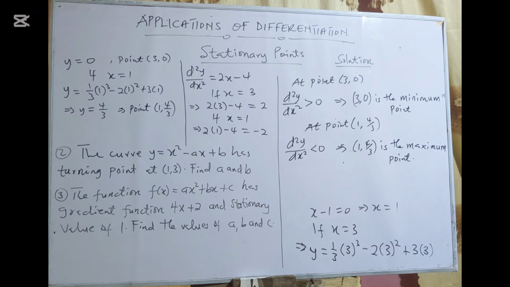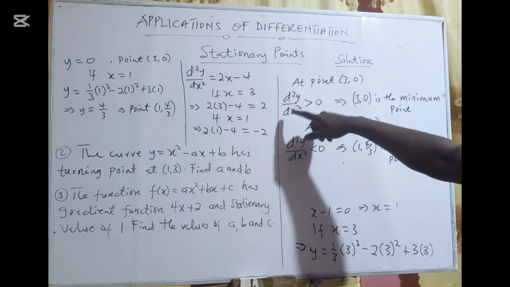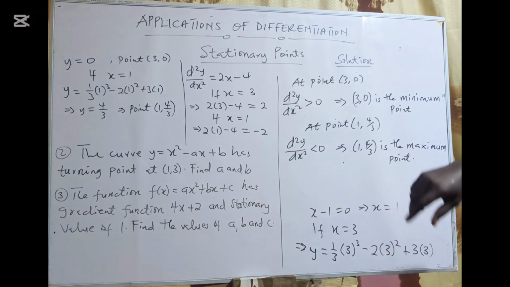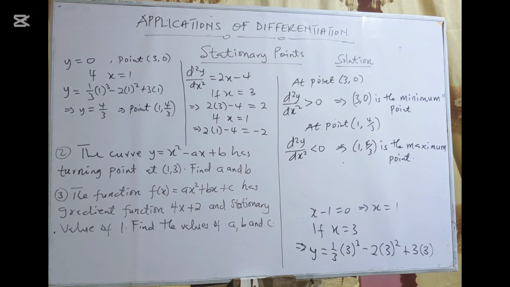So when you get a question like that, any time d²y/dx² is greater than 0, then it means that particular point there is the minimum. If it's less than 0, then it is the maximum. I believe this is clear. Let's go to number 2.